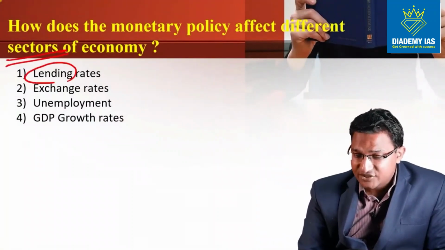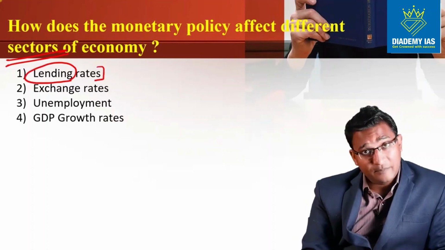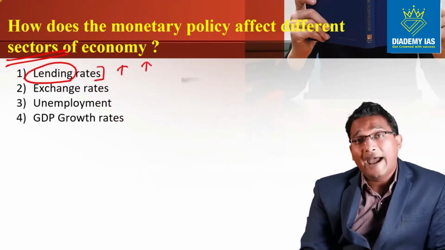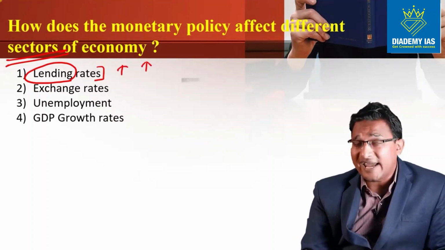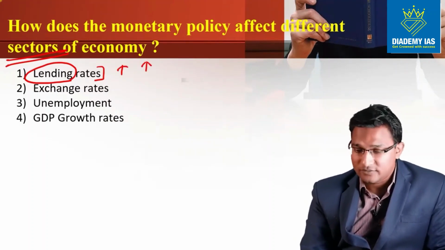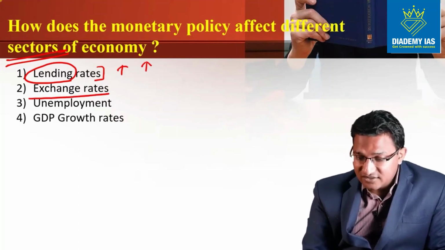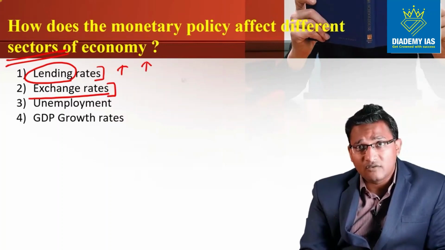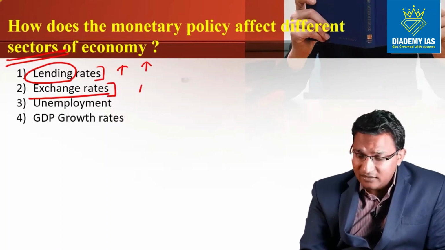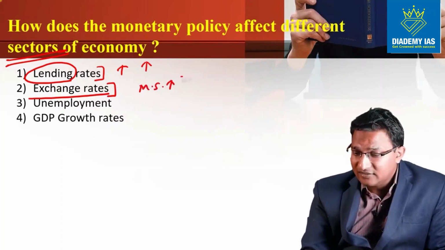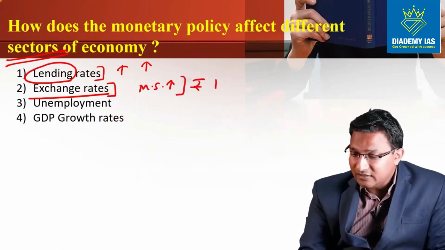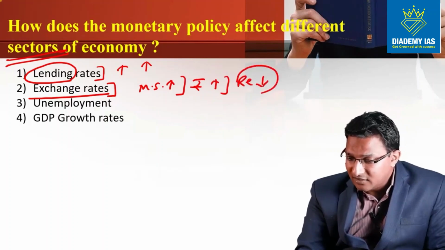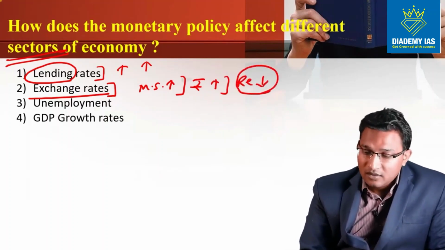First, lending rates. Lending rates are directly impacted, right? So if the repo rate is increased, the lending rate is also increased, and the impact of the lending rate increase is that business investment comes down. Exchange rate is also impacted, because if we have the extra money supply, if the money supply is high, that means the rupee supply is high, that means the rupee's value will come down, right? So the rupee value will come down.